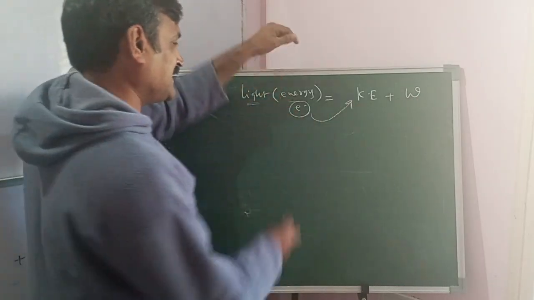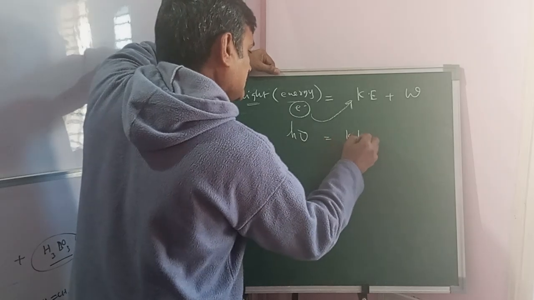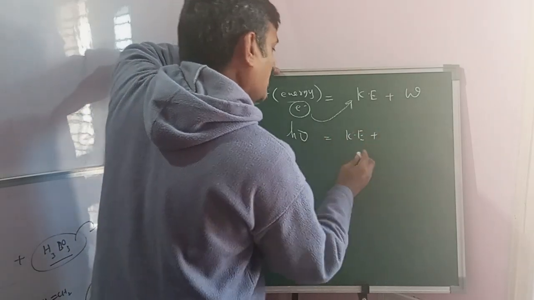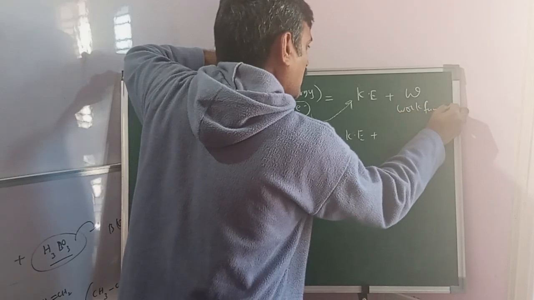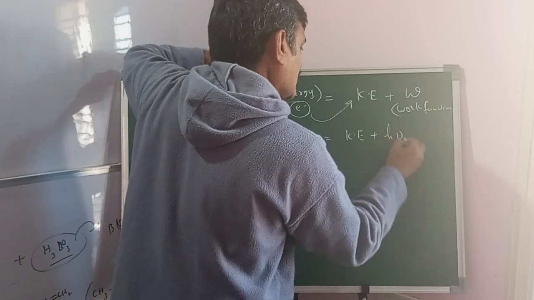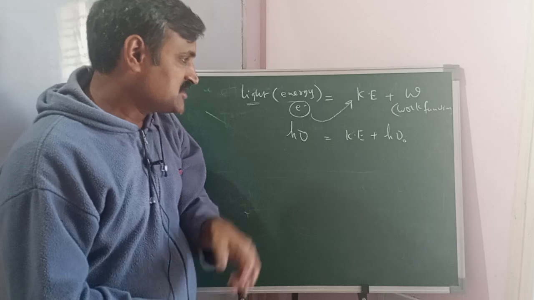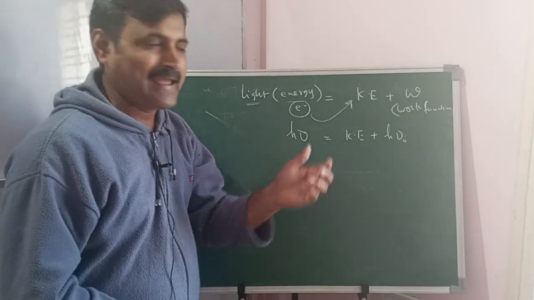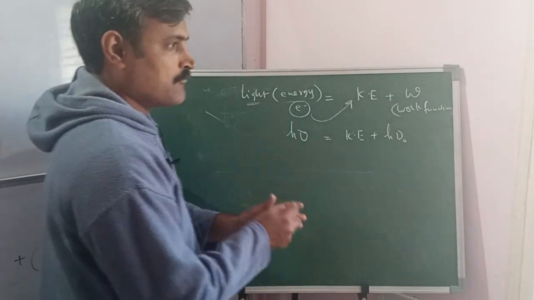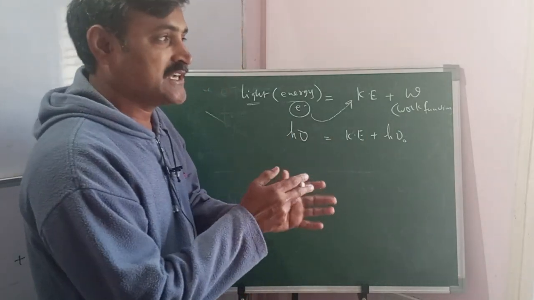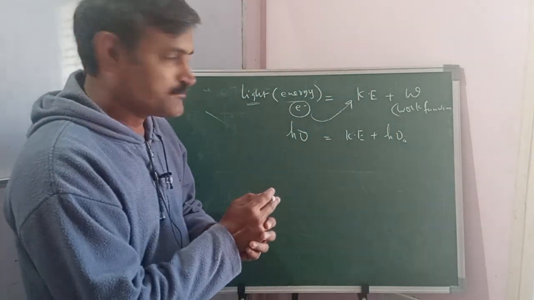So what is this energy? Energy is h nu, and this is kinetic energy. W we will call the work function. What is W? W is called the work function, which can be written as h nu naught. So the minimum energy required for any electron to come out of the metal surface is the work function, which is a characteristic property of each and every metal, in this alkali metals concept, photoelectric effect.